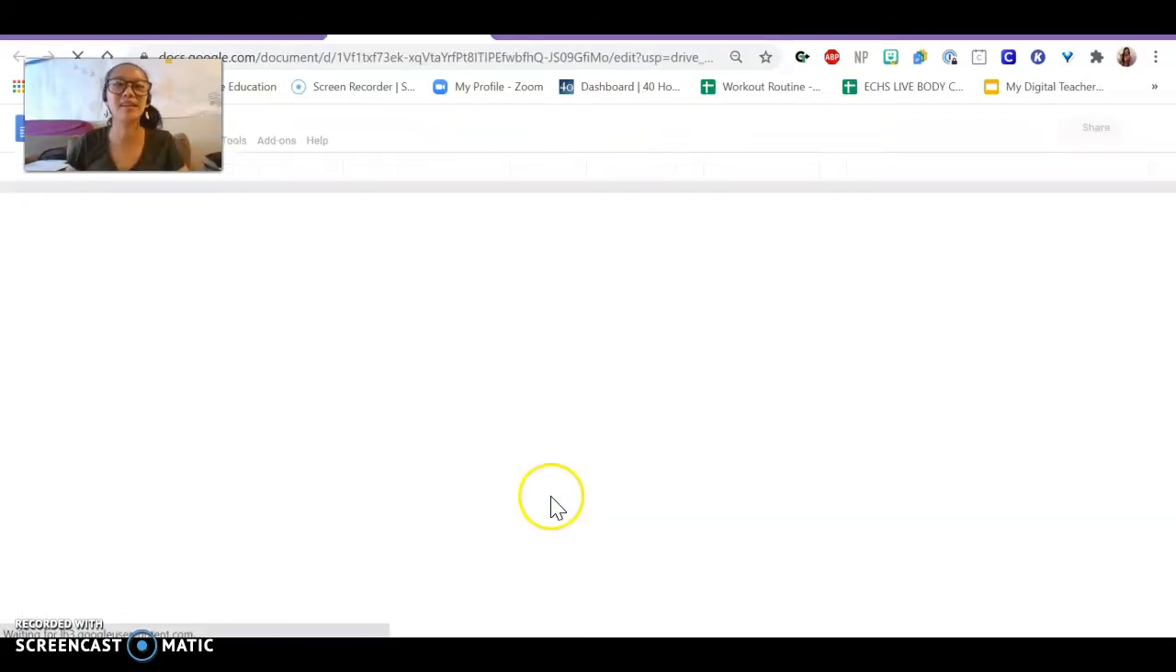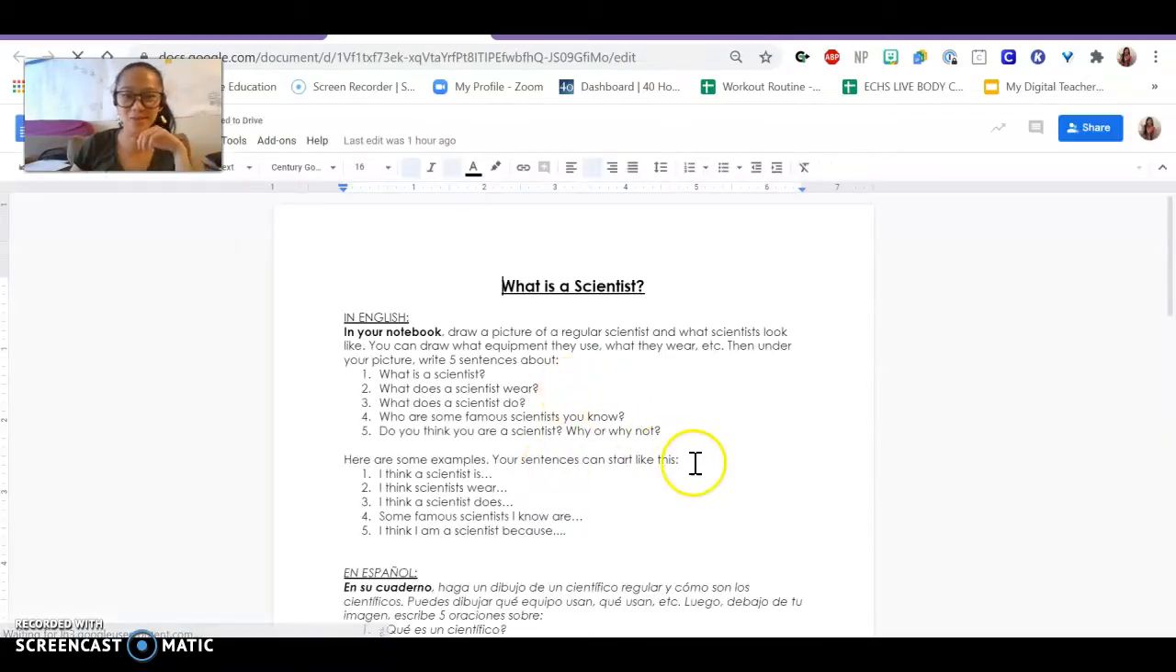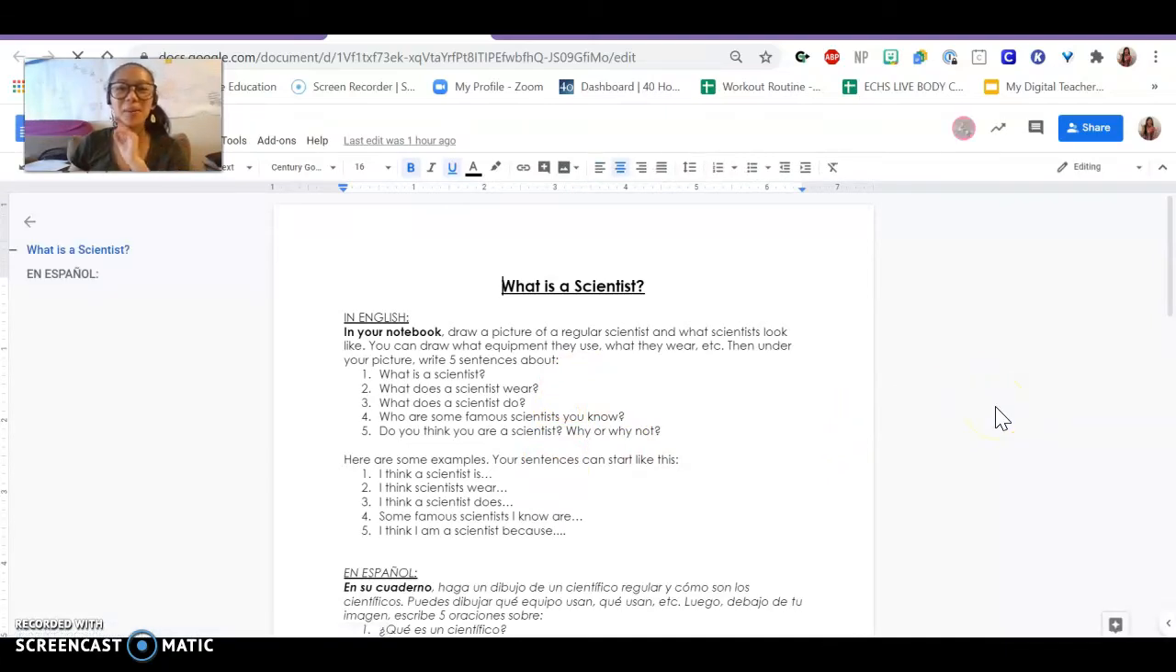So here is the assignment on Google Classroom. It says, in your notebook, draw a picture of a regular scientist and what scientists look like. And you should draw what do they use with their hands, what do they wear, their clothes, and then you're supposed to write your sentences.